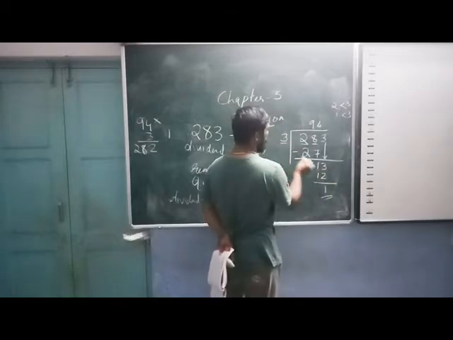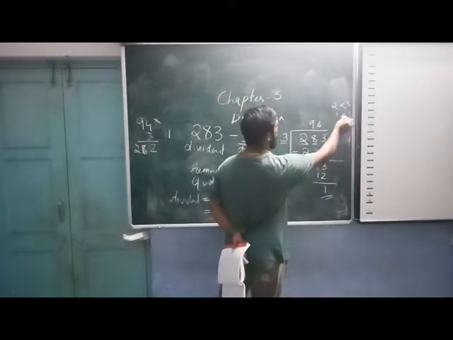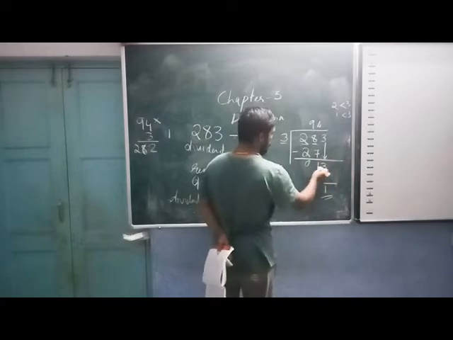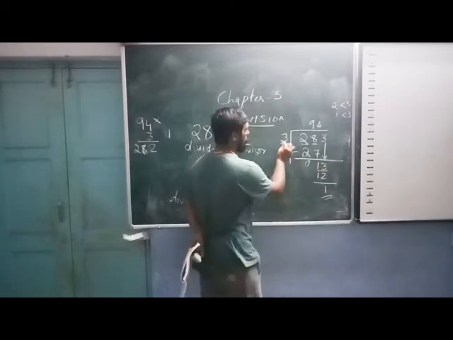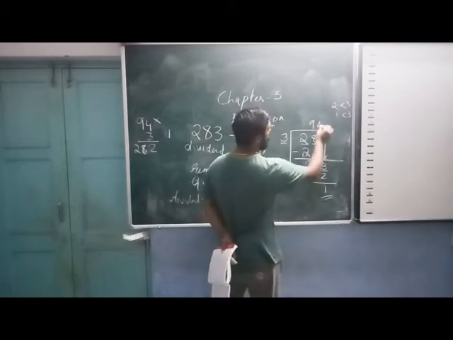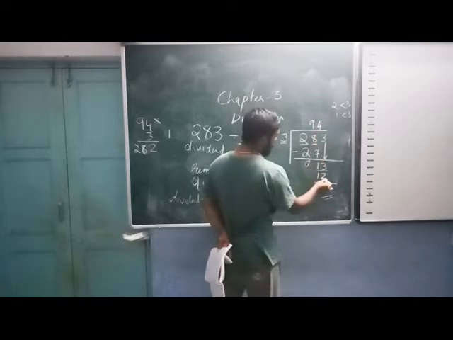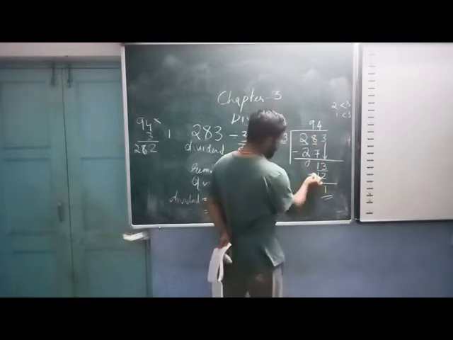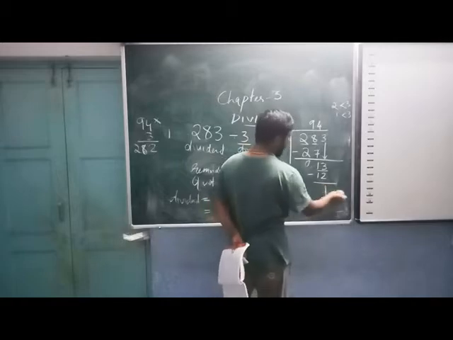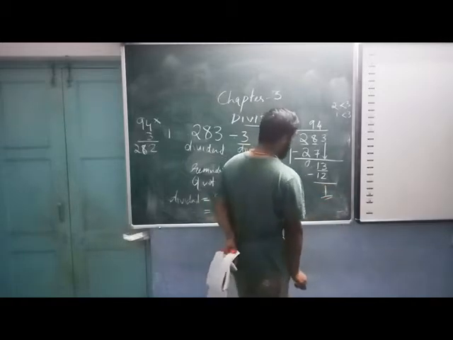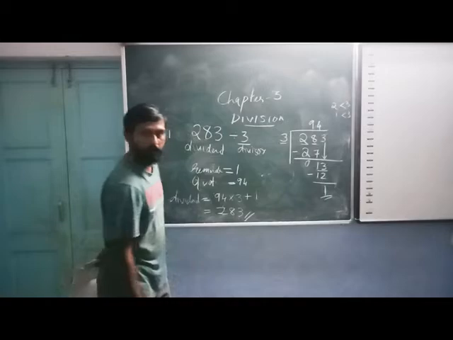Now let us again look at this number. 1 is less than 3, so we take these two numbers together. How many times does 3 go into 13? 4 times. 4 3s are 12. Again subtract, so 1. We cannot go further, so we stop here. Is that clear for you?